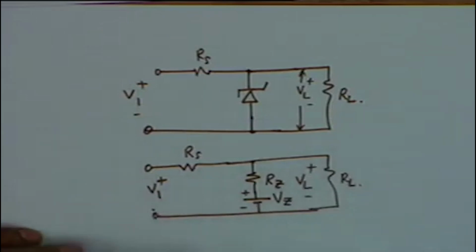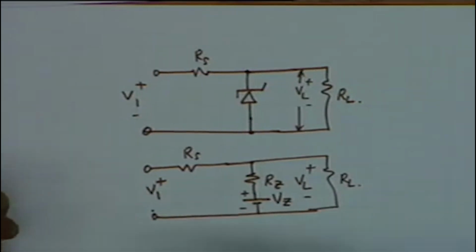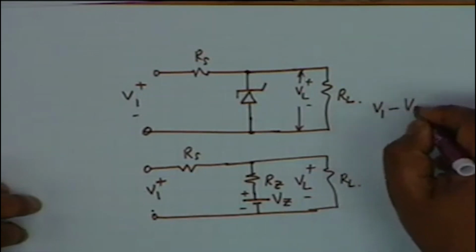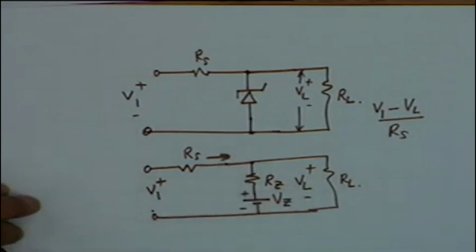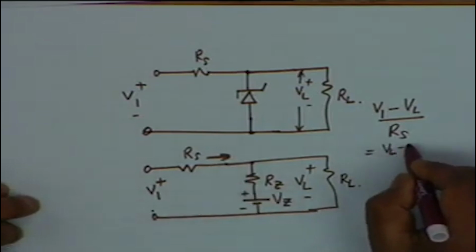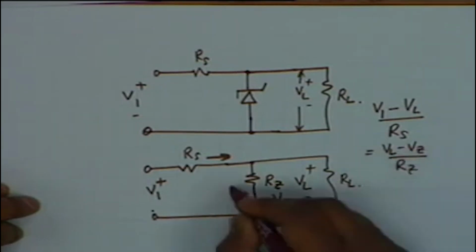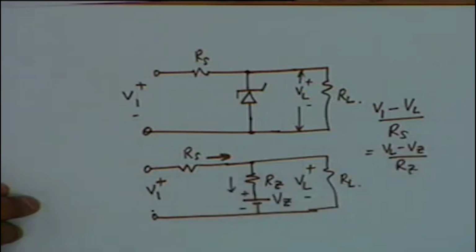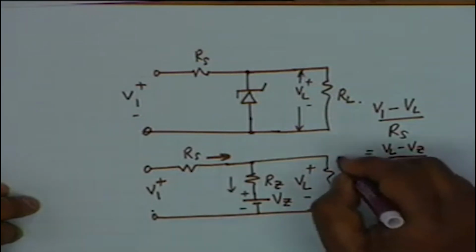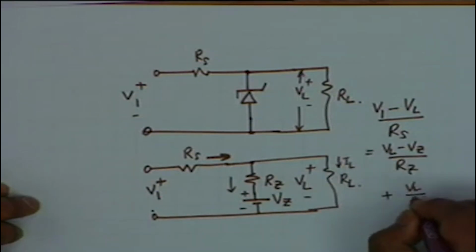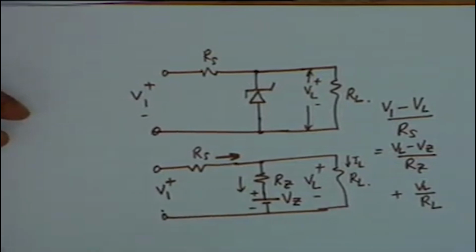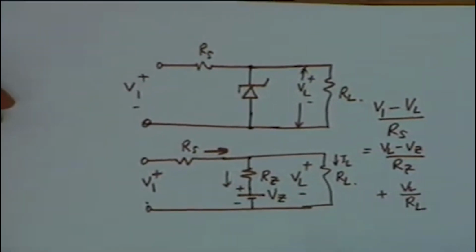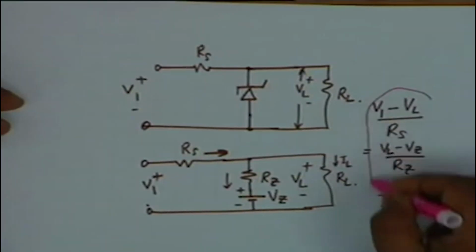Now we can analyze this circuit by KCL. That is, what we have is V1 minus VL divided by RS. This is the current coming in, shall be equal to VL minus VZ divided by RZ. This is the current through the Zener resistance, Zener diode, plus the current going through the load IL, which is equal to VL divided by RL. Alright, very simple analysis, but very significant improvement in the characteristic. Have you written down this equation?